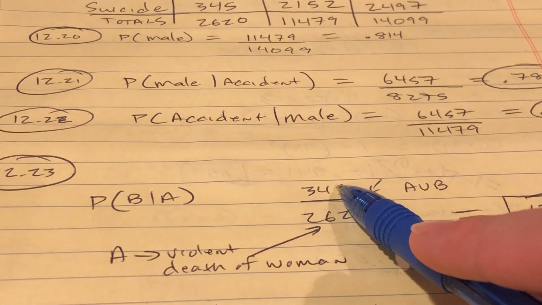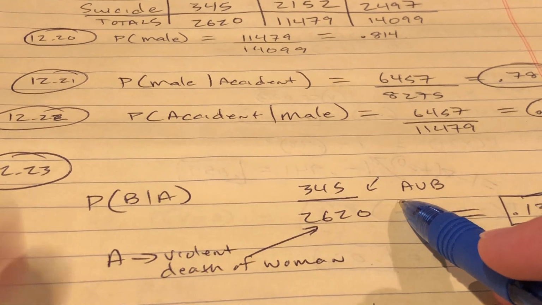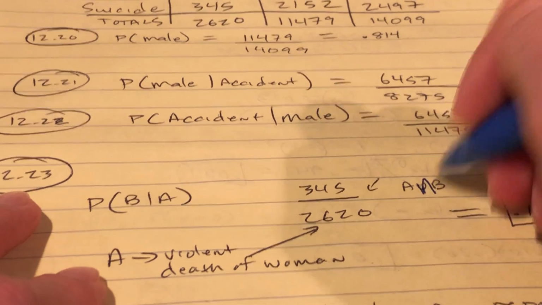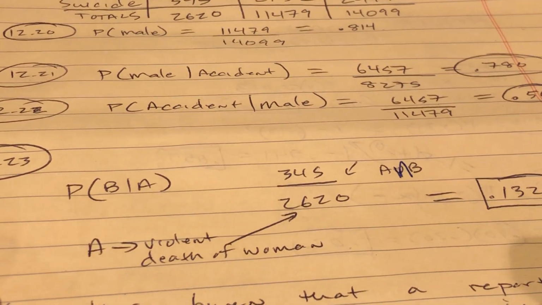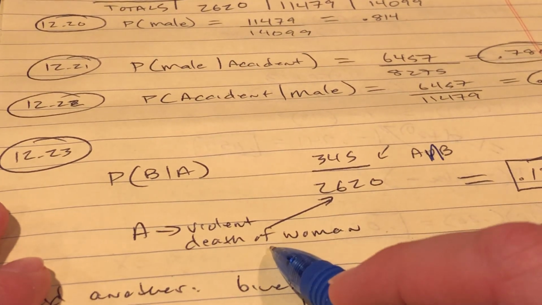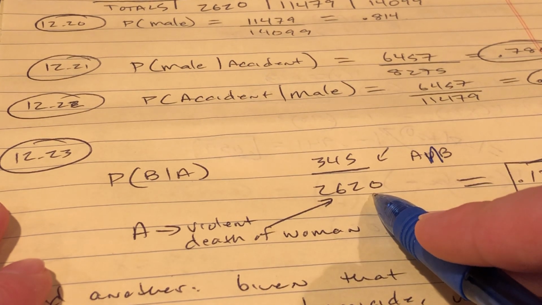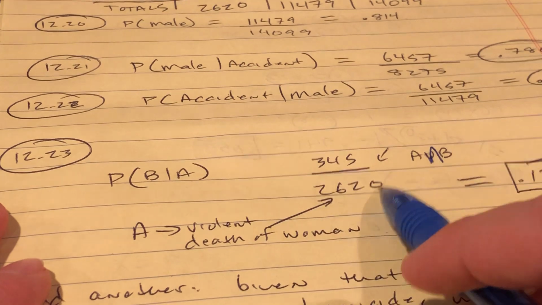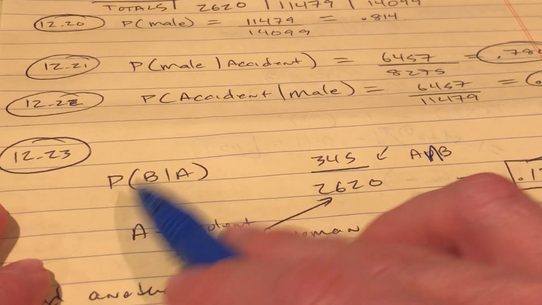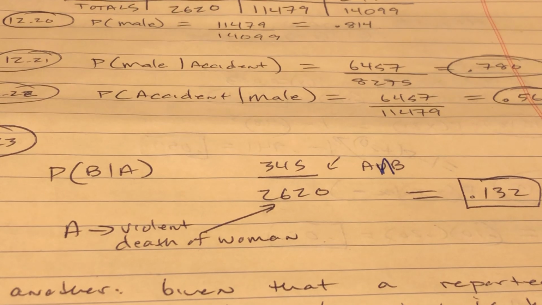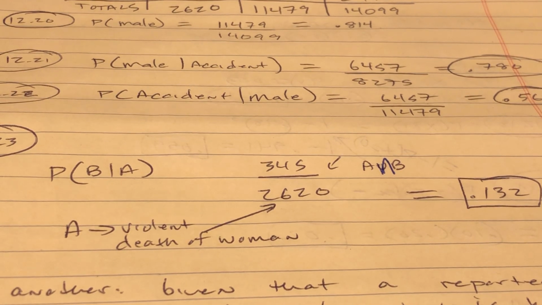So the numerator is, that's not union, A intersection B, B intersection A, but the denominator is A. It's the violent death of a woman. So this is the given, so A needs to be written second. It's probability of B given A. Given that you're choosing a violent death among women, what's the probability that it's suicide? All right, and that's the answer.